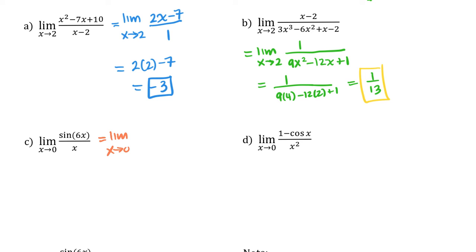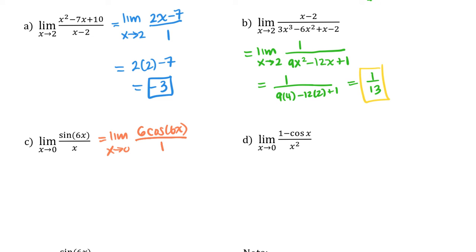I'm going to do the derivative of the numerator. So the derivative of sine is cosine of 6x, and then because it's 6x, I'm going to use the chain rule. The derivative of 6x is 6, so I'm going to times it by 6. For the denominator, the derivative of x is 1.